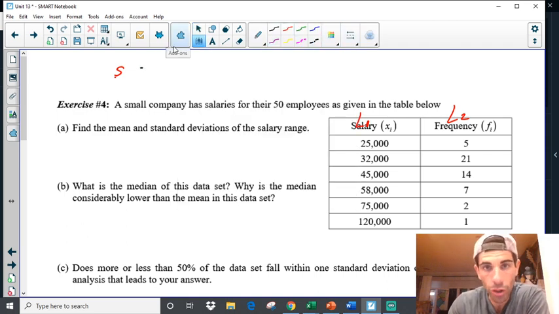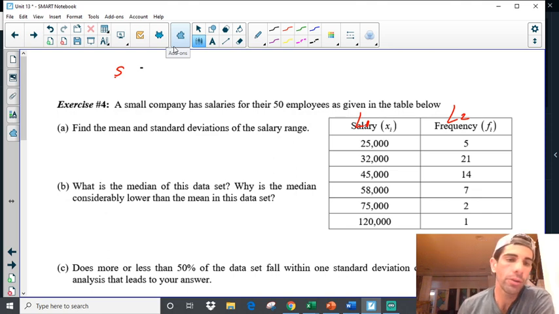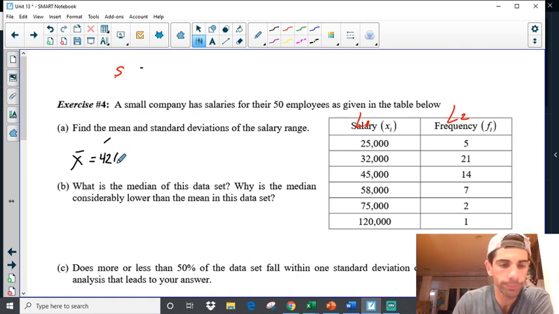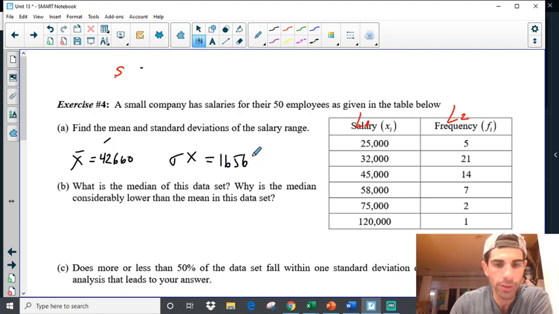Then once you hit enter, because you can hit enter now, you can go ahead and pull out your information. So in this case, the mean was 42,660. Your population, because it's all of the employees, would be 16,567.